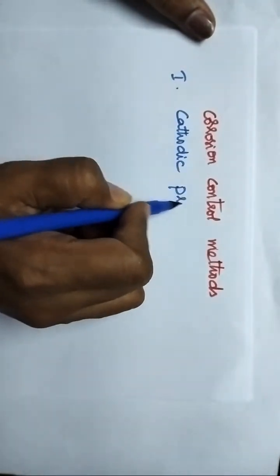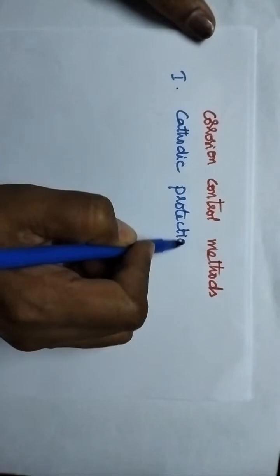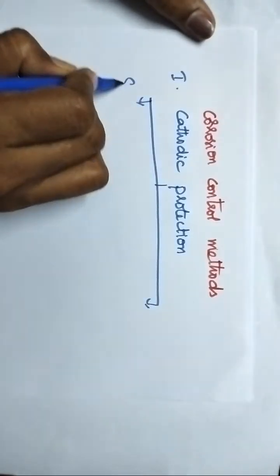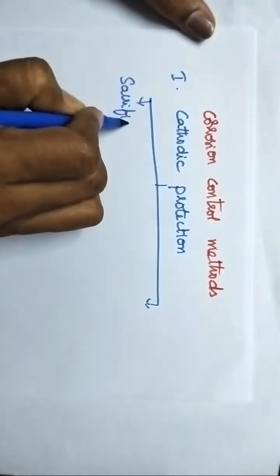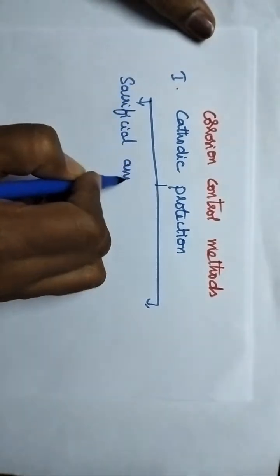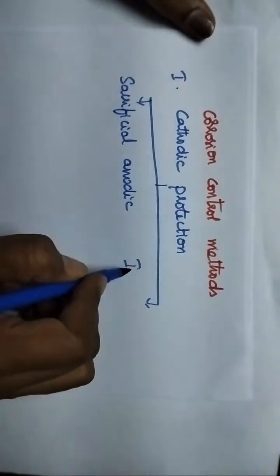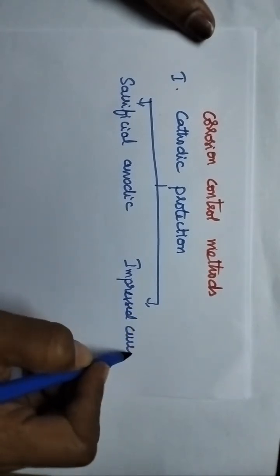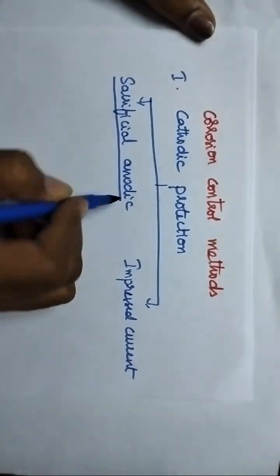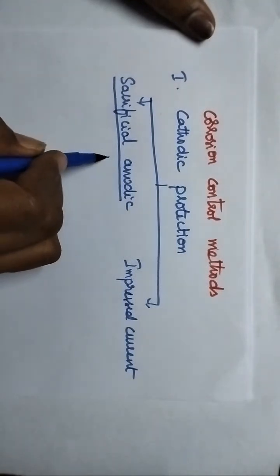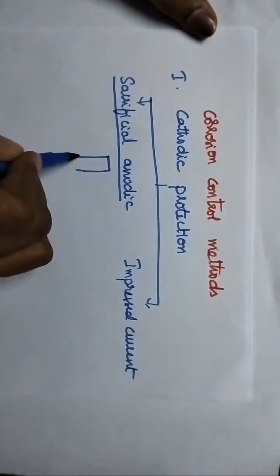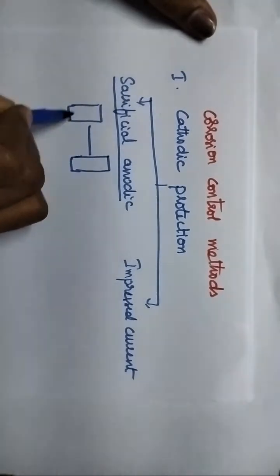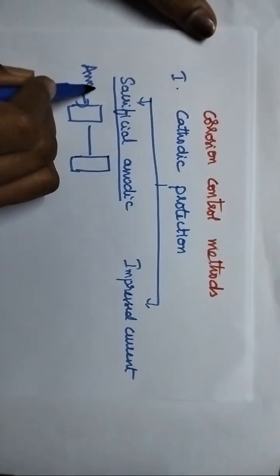Especially buried pipelines can be protected through cathodic protection, and cathodic protection may be of two types. One is sacrificial anodic protection, whereas the other one is impressed current cathodic protection. Especially in sacrificial anodic protection, the metal which is to be protected from corrosion will be connected to the most active metal which is anodic.